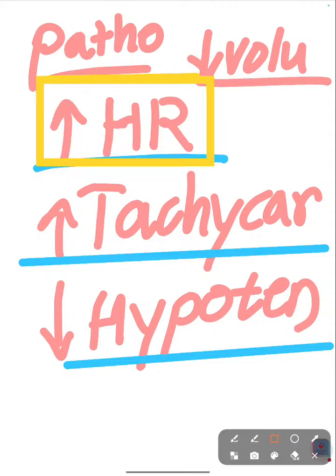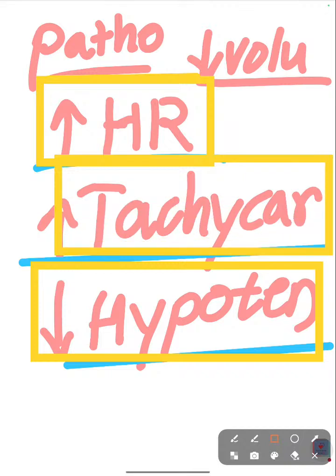Heart rate is increased here, and there is hypotension. There is a tachycardia.